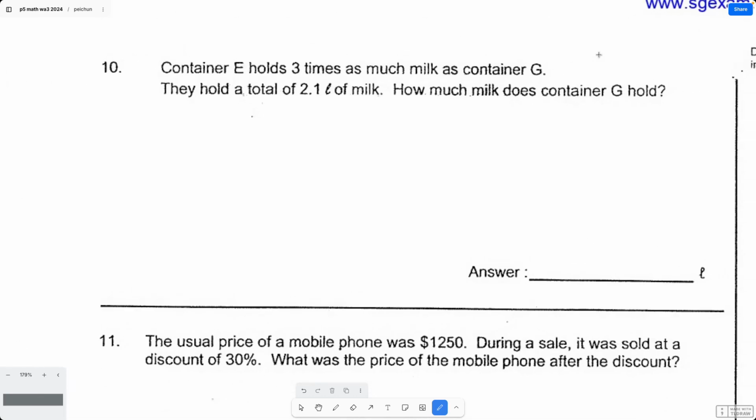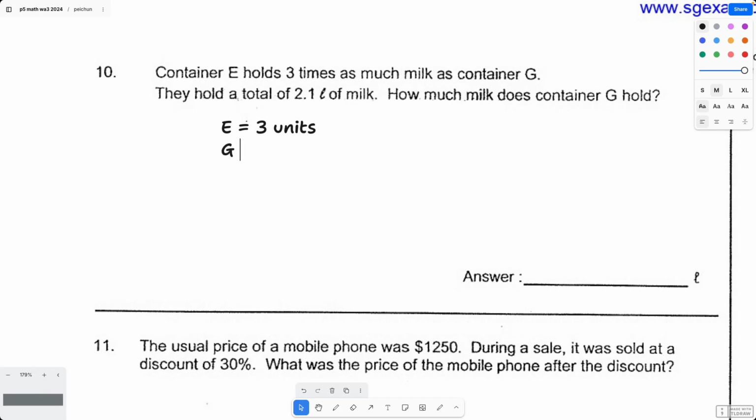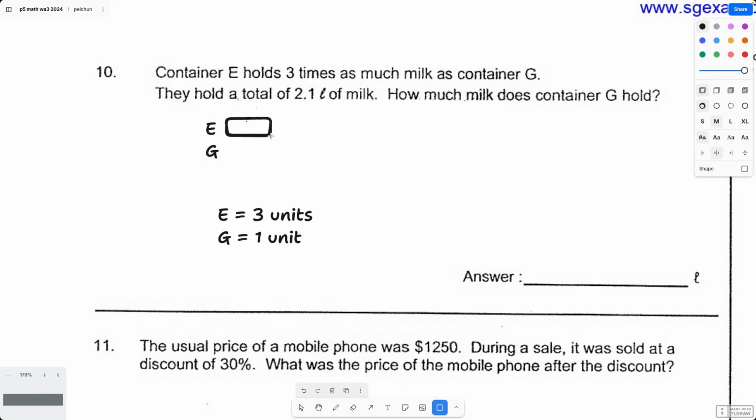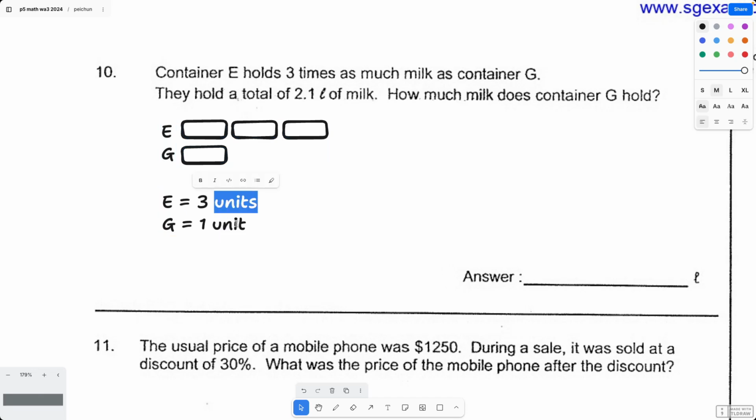Right, so two ways you can do this. The simpler way, if you have already done this kind of question before, is to just type this down, which is basically E. I'm just going to say E is equal to 3 units, while G is equal to 1 unit. If you want to draw a model, you can as well. Nothing wrong with that. So E has 3 units, 1, 2, 3, and then G has 1 unit. Okay, so now we know that E is 3 units, G is 1 unit.